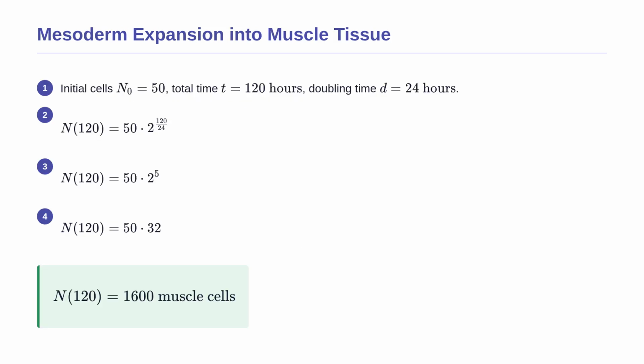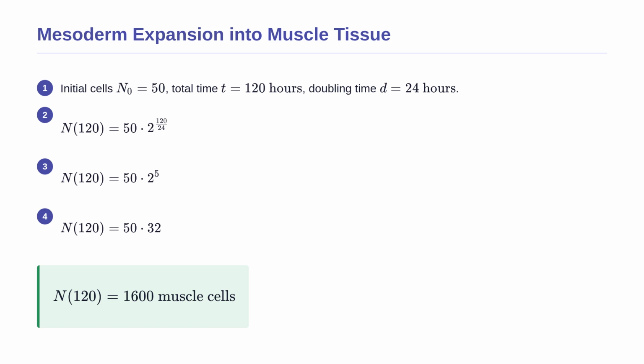Before we move on, let us see this formula in action with a concrete example. Imagine we are observing a frog embryo. We are given a small cluster of 50 mesoderm cells, destined to become a muscle group. The developmental period is exactly 120 hours, and the cells have a doubling time of 24 hours. We are asked to find the final number of muscle cells.